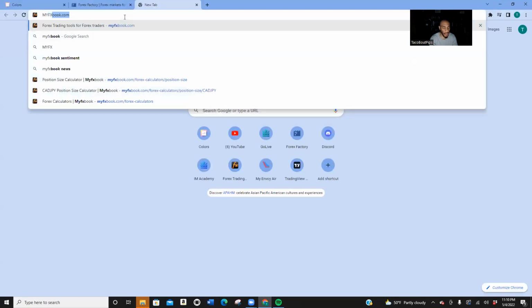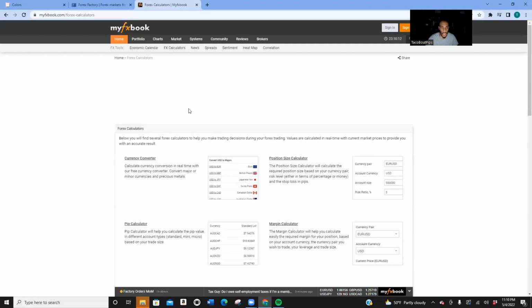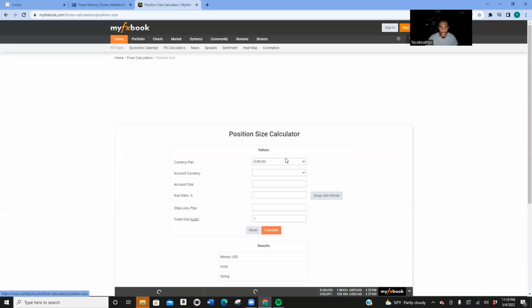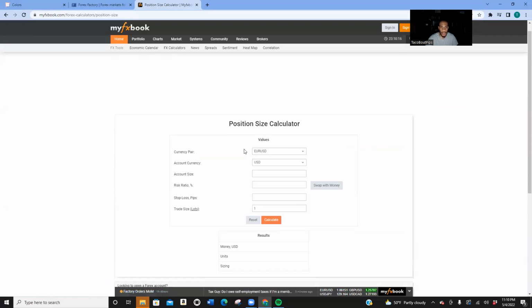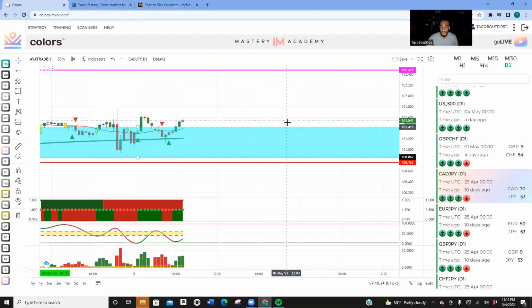If you go to myfxbook.com, right, you can come here, click on FX calculators. Then you'll go to this position size calculator. All right. So this is how you can calculate how much you're planning to risk. Me personally, I don't risk more than 3% of my account per trade.